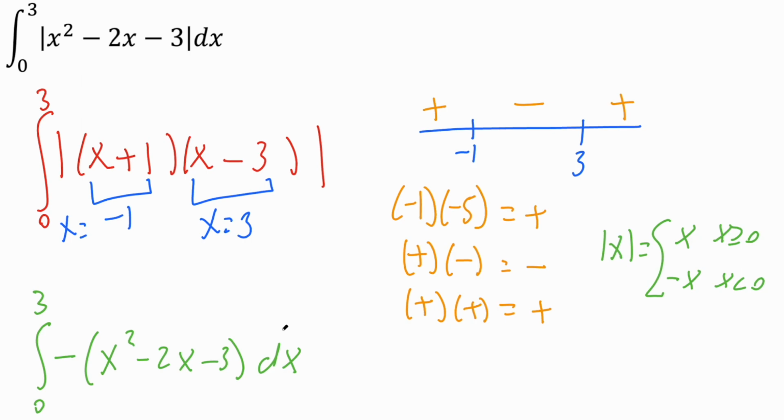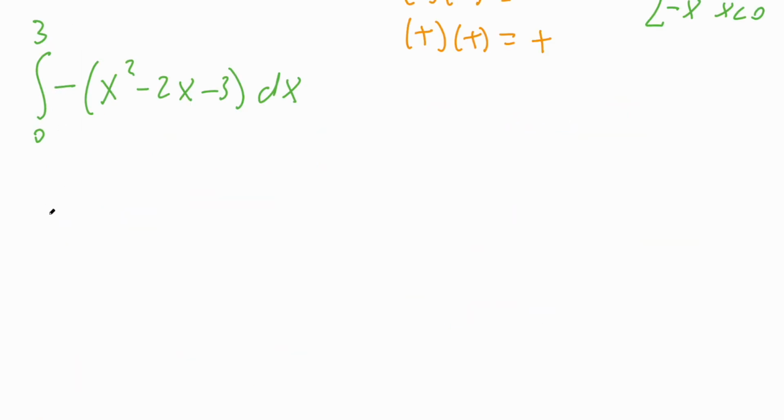Now, this particular problem isn't that bad because 0 to 3 is all right here. There could be a problem where we need to split up this integral. Let's say it was negative 2 to 3. Then you would have to split it into two different integrals. But in our case, 0 to 3 is all in this region. So let's distribute the negative. We get the definite integral from 0 to 3. A negative and a positive gives you negative x squared. A negative and a negative gives you a positive 2x. And a negative times negative 3 is a positive, so plus 3. Close parentheses, dx.